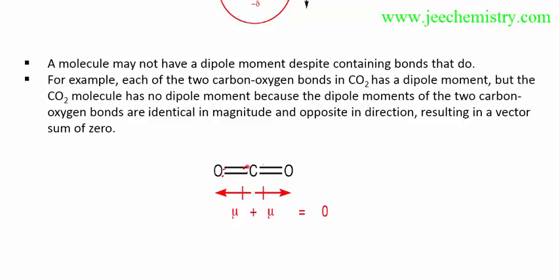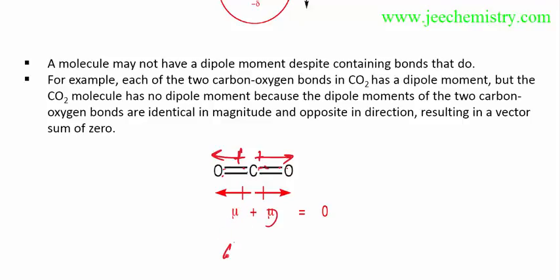This bond has a dipole moment in this direction, and this bond has a dipole moment in this direction. It is shown in this manner. So overall, in this direction and this direction, the dipole moments are equal in magnitude but opposite in sign.